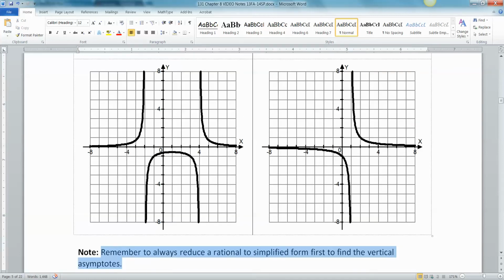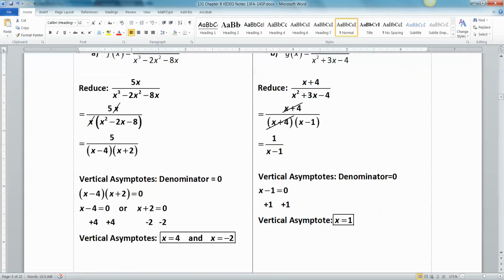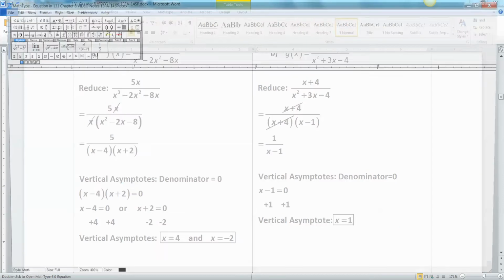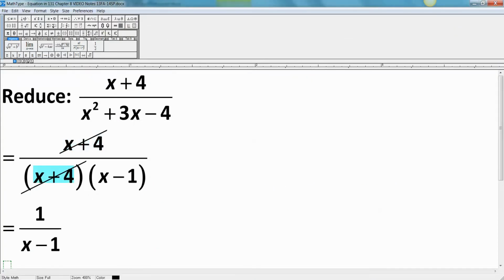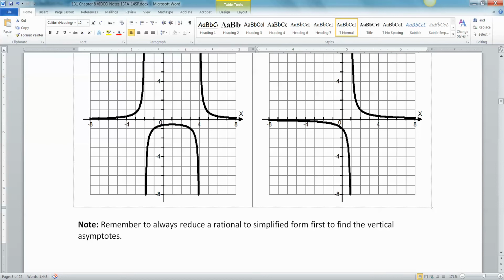You always want to reduce your fraction first before you find your vertical asymptotes, because if you don't reduce it, you'll think that there's going to be an asymptote at -4. And there isn't, because x plus 4 over x plus 4 goes away, and -4 plus 4 is 0. So you have to be very careful to always reduce and use the reduced expression to find your asymptotes, not before. And that's the point of that note right down there.